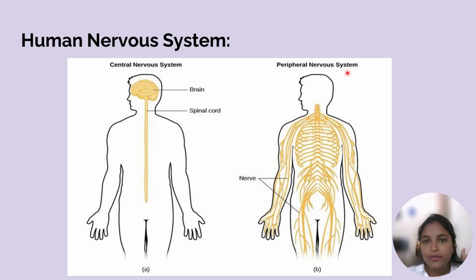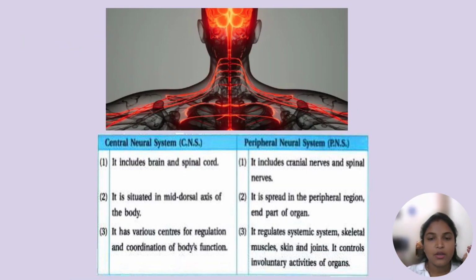The peripheral nervous system is made of the nerves that arise from the brain and the spinal cord. Periphery means away from the center, towards the outside. So it contains all the nerves that arise from the brain and the spinal cord. Now, we have seen the difference between the central nervous system, or CNS, which includes the brain and spinal cord.